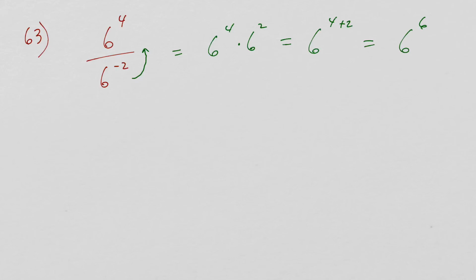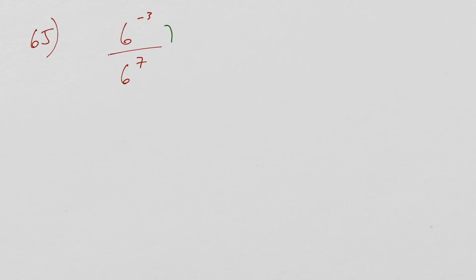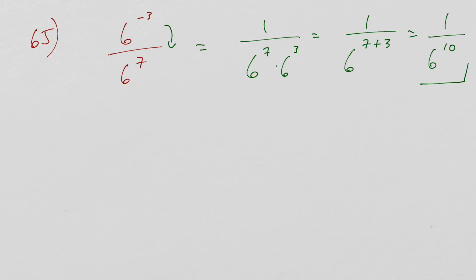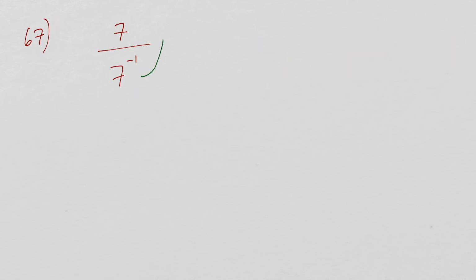And I'm going to leave that in exponential form rather than trying to evaluate what 6 times 6, 6 times 6 is. Okay, I'm going to bring this 6 to the 3 down, so I'm going to end up with 1 over 6 to the 7th times 6 to the 3, or in other words, 1 over 6 to the 7th plus 3, which is 1 over 6 to the 10th. And again, I'm going to leave that in exponential form rather than trying to determine what that value is. Okay, again, I'll bring this up to the top, so I'm going to end up with 7 times 7 to the 1, which is 49.